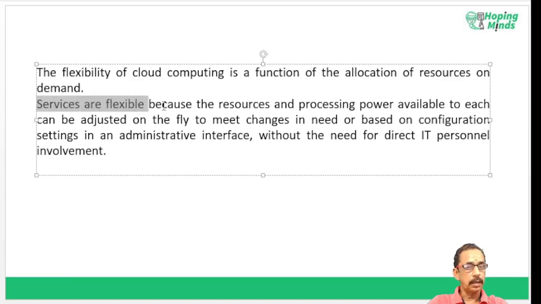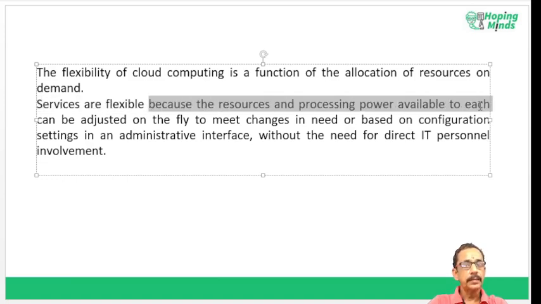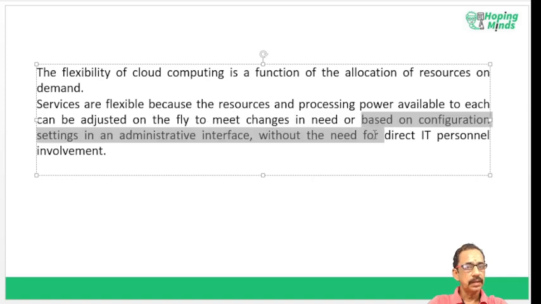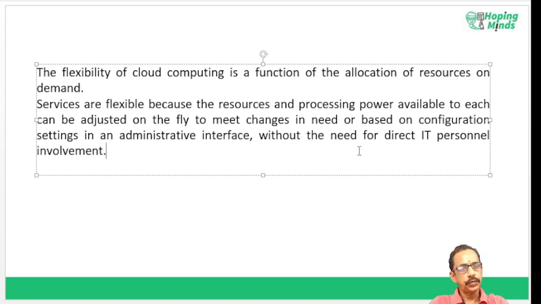Services are flexible because the resources and processing power available to each can be adjusted on the fly to meet the changes, based on the configuration on an administrative interface without the need of direct personal involvement. You just go to the console, like AWS you are using. Right now I require 3 servers. Just go to the console. No need to discuss with anyone. Very soon we'll do all that practically also. I require 2 servers with 2 GB of RAM, with 4 GB of RAM, with 8 GB of RAM. You can adjust it from your end.